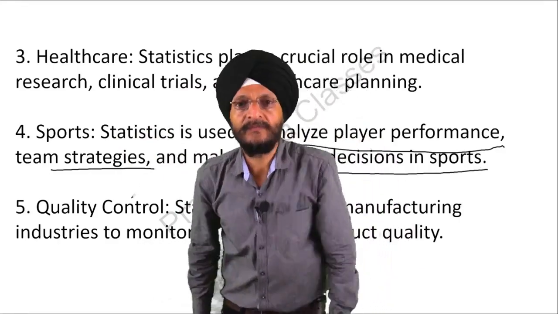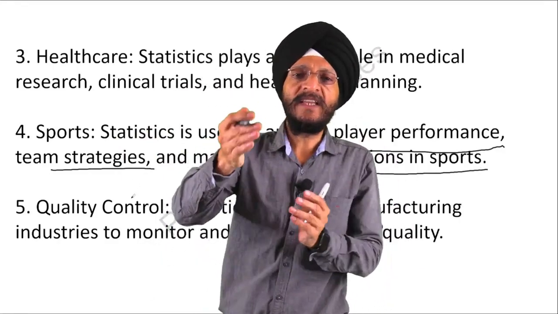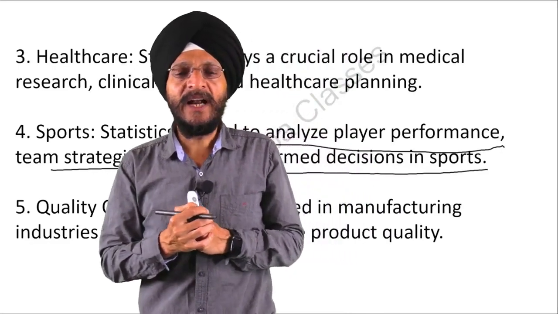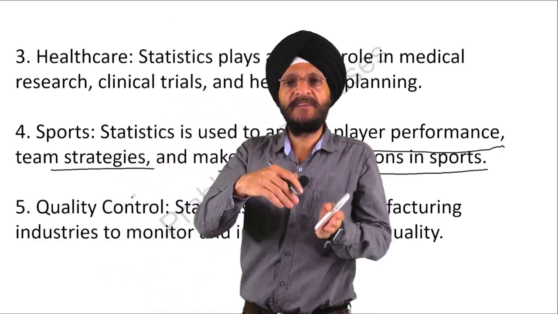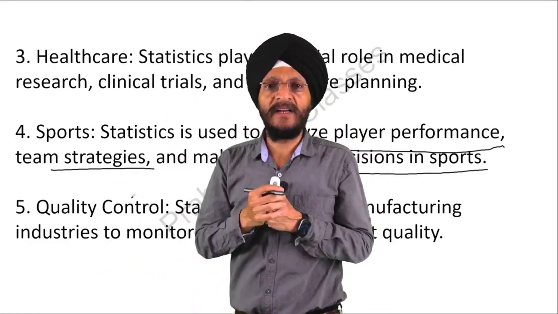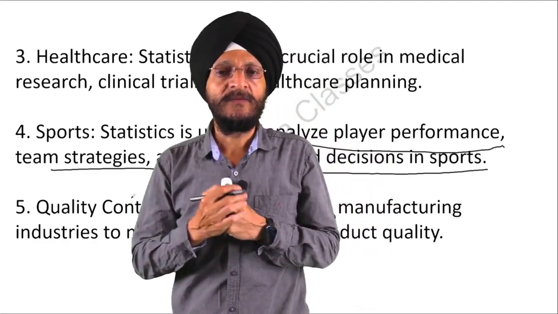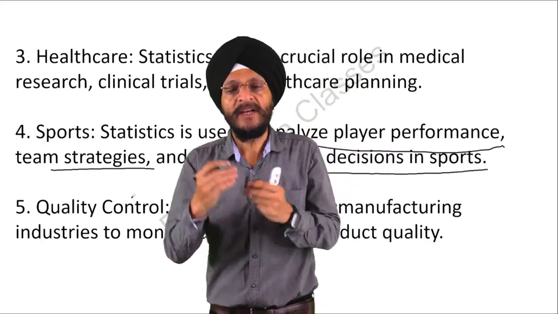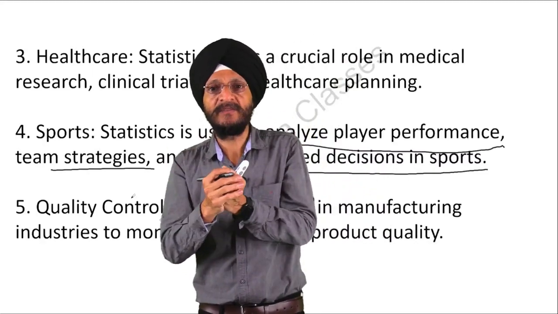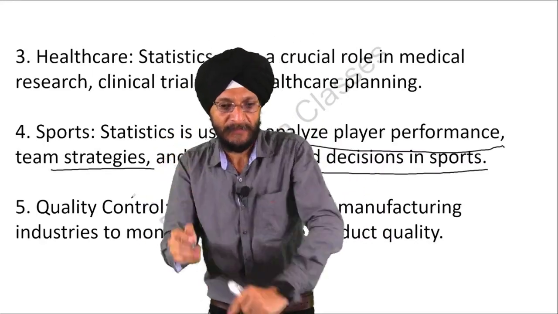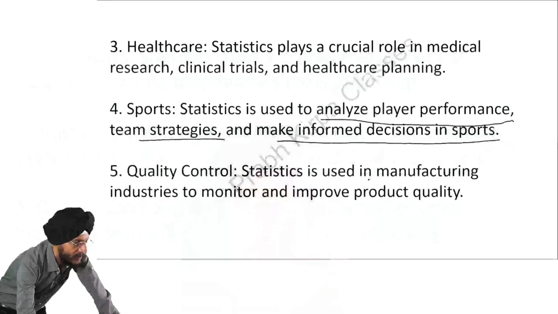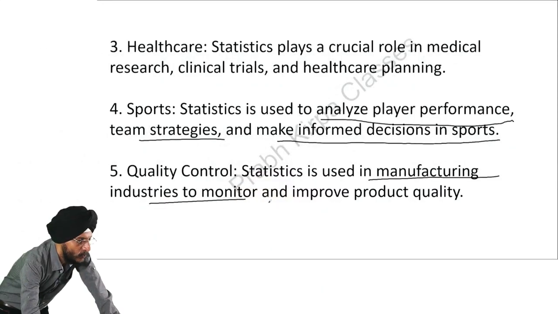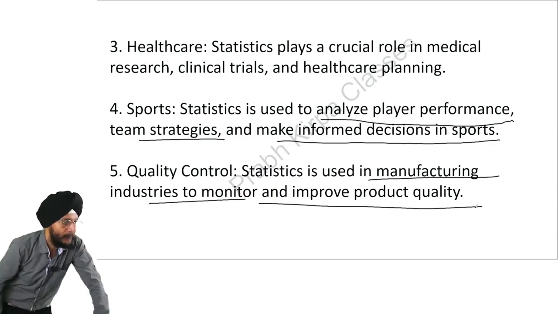Quality control. If we are selling a particular brand of product and we are daily receiving many complaints regarding its side effects, what will we have to do? We will do quality control. It is only on the basis of the statistics that we have decided to take this step. Statistics is used in manufacturing industries to monitor and improve product quality.